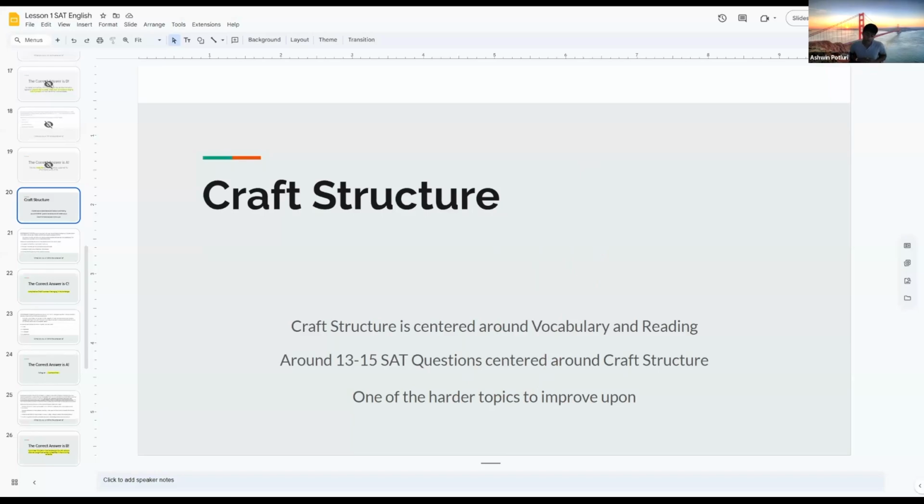And craft structure is centered around vocabulary and reading. More specifically, reading comprehension. So, being able to understand the paragraph that you're reading for your question, being able to translate it and understand it in your own words. And then also, vocabulary is quite critical as the more complicated questions will include harder and harder vocabulary.